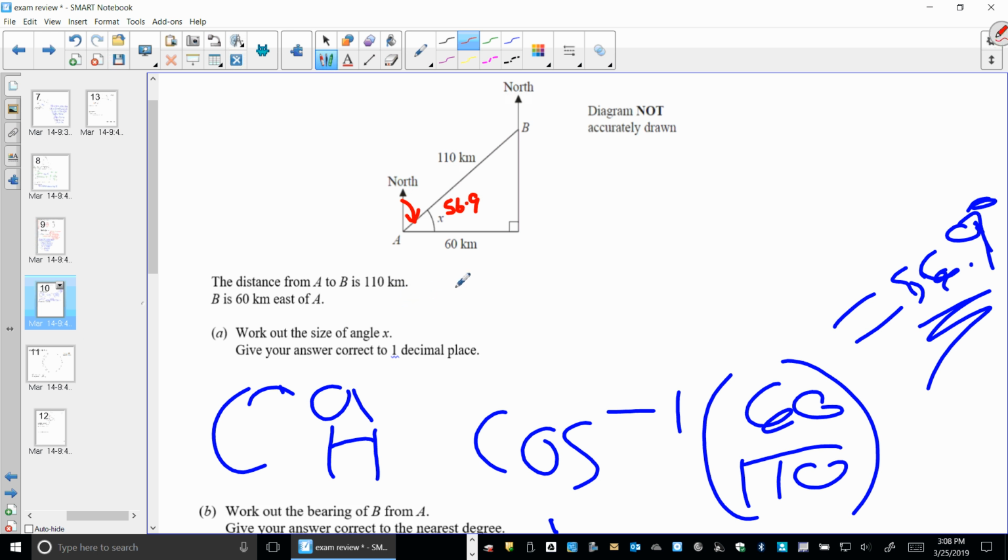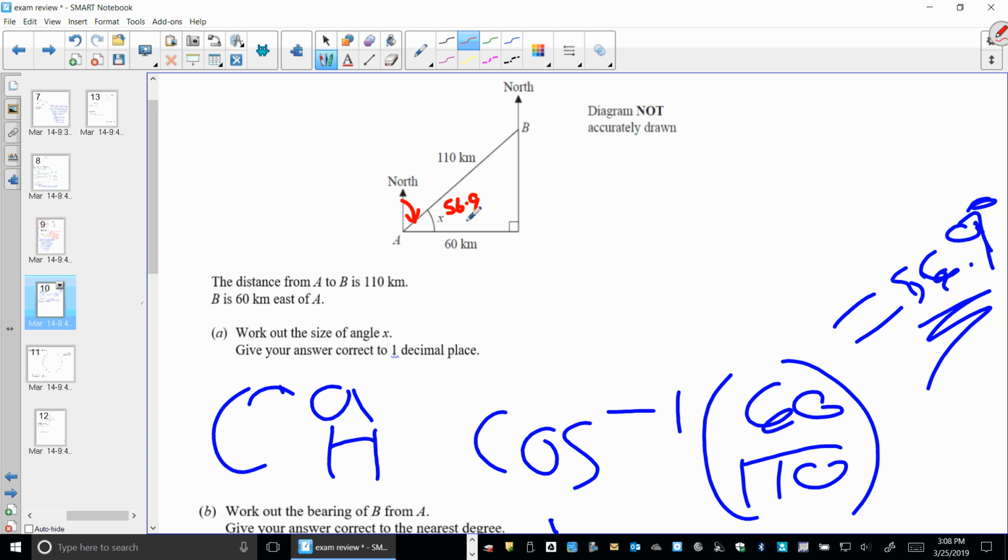Oh shoot, I subtracted it from the wrong direction. Never mind. Oh, actually, no. And so we know that this angle here is 90, yes? And so we're going to just do 90 subtract 56.9. Okay, so you had the correct answer, Emma, just totally, I don't know where you got your working from.